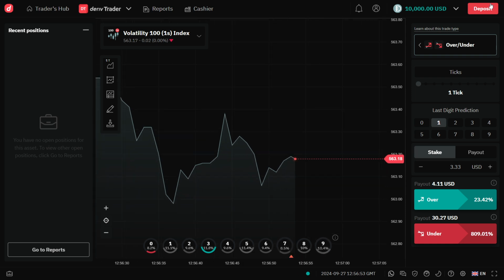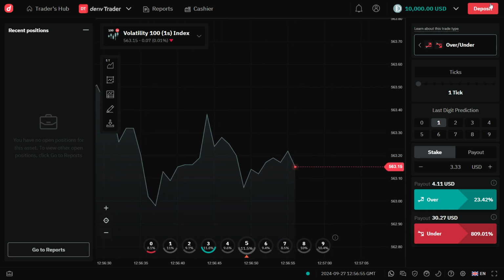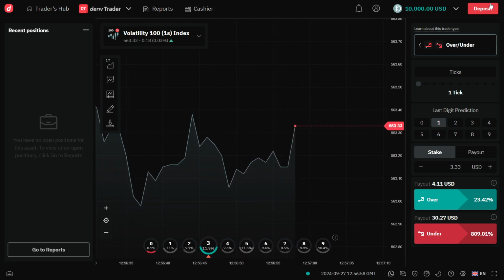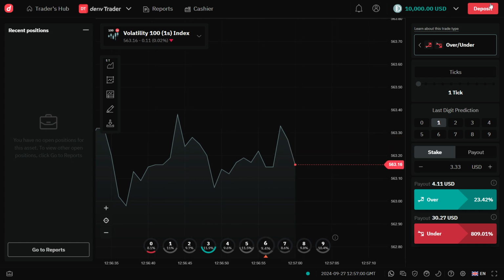Again, this strategy is very favorable. If you're somebody who fears losing their money or anything like that, just come and trade this and you will be okay.